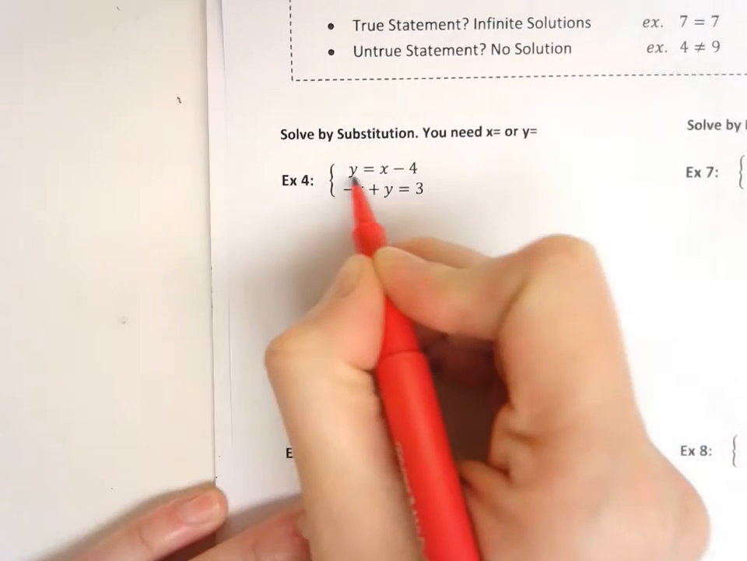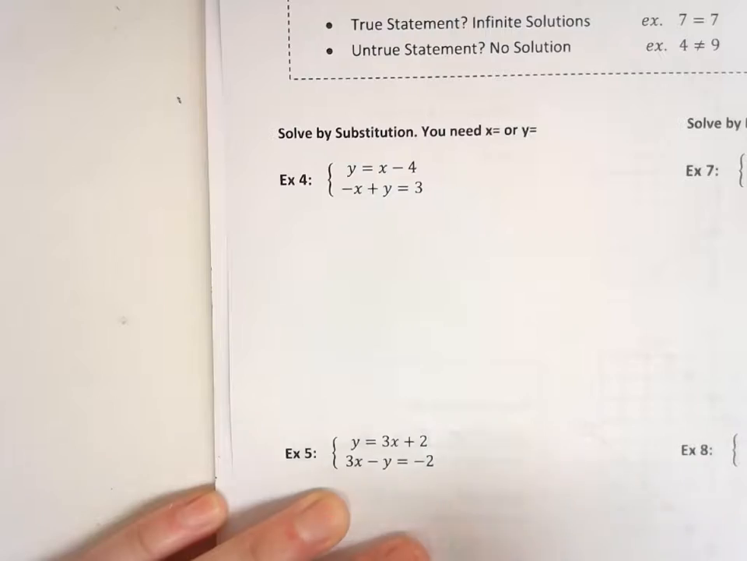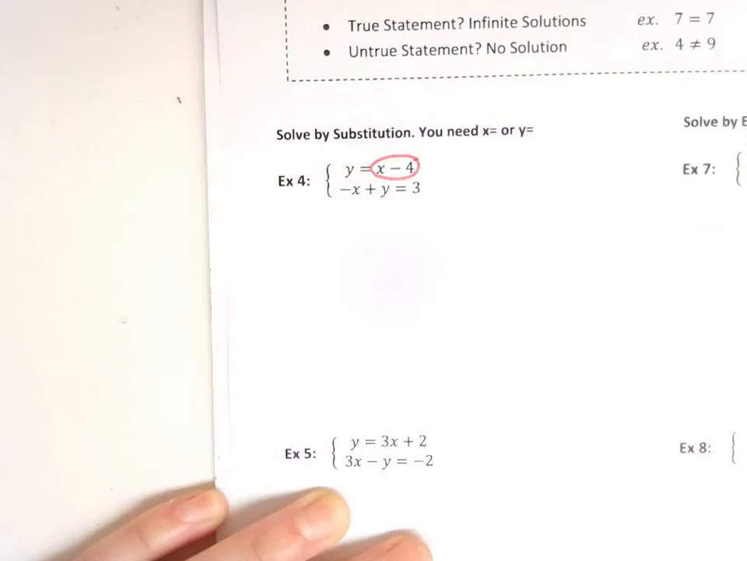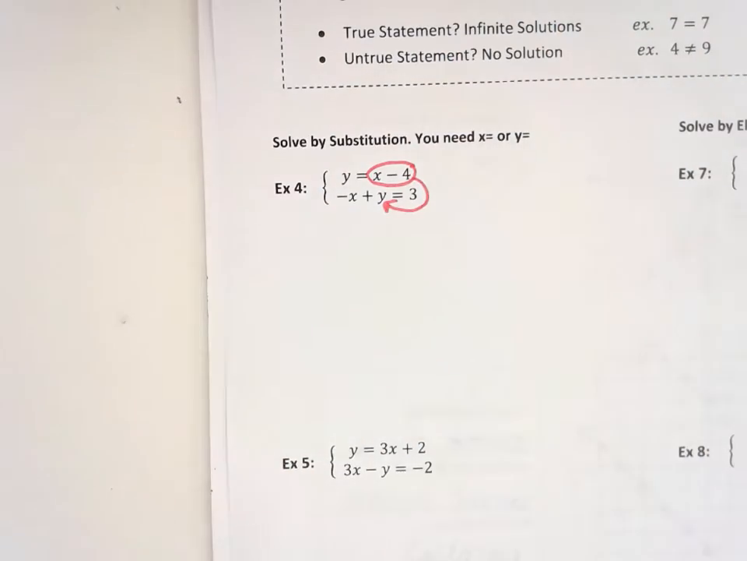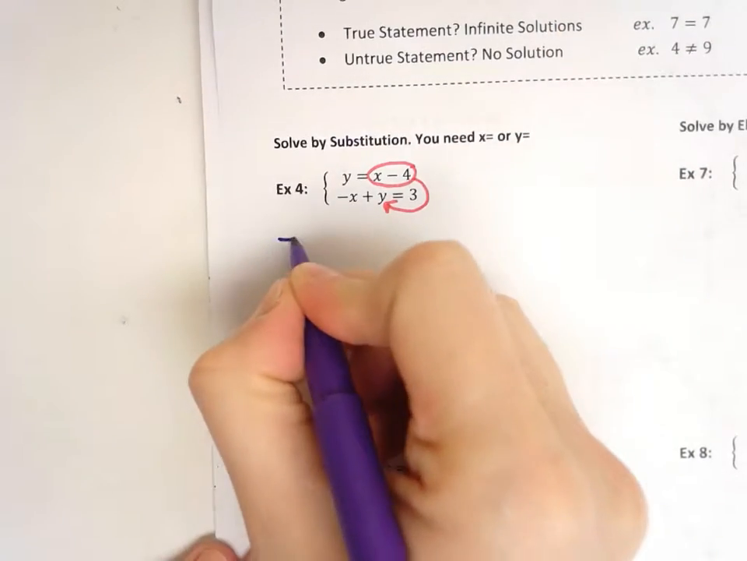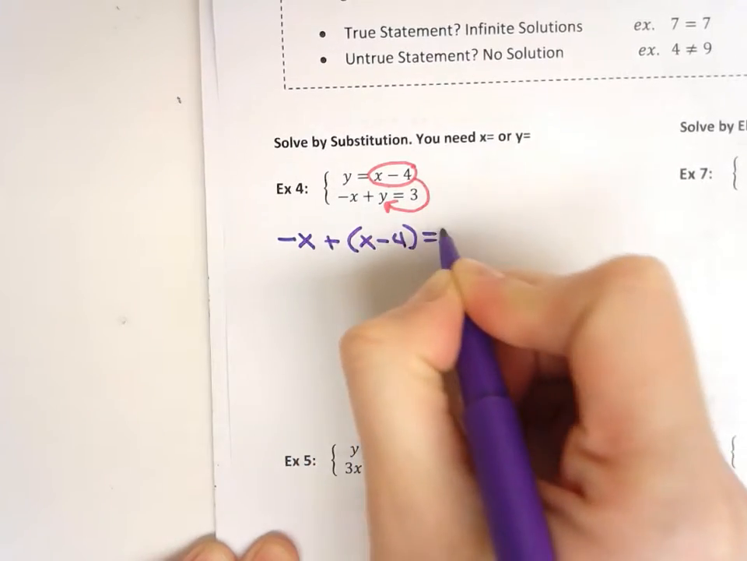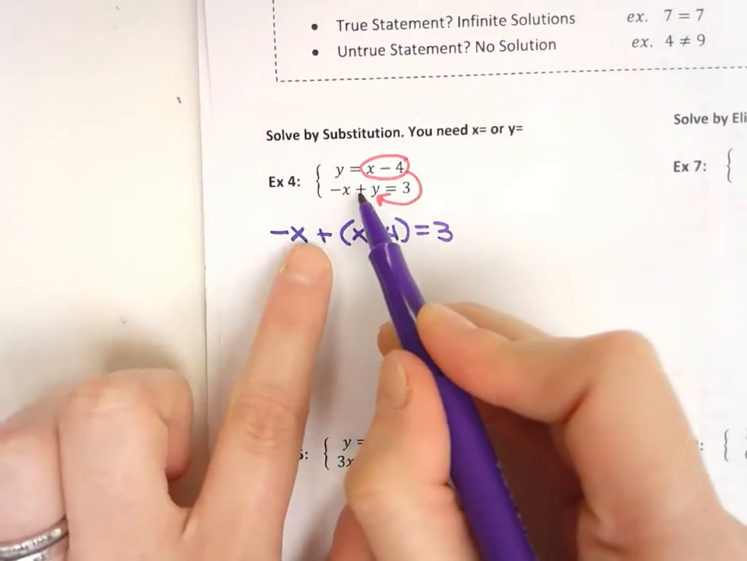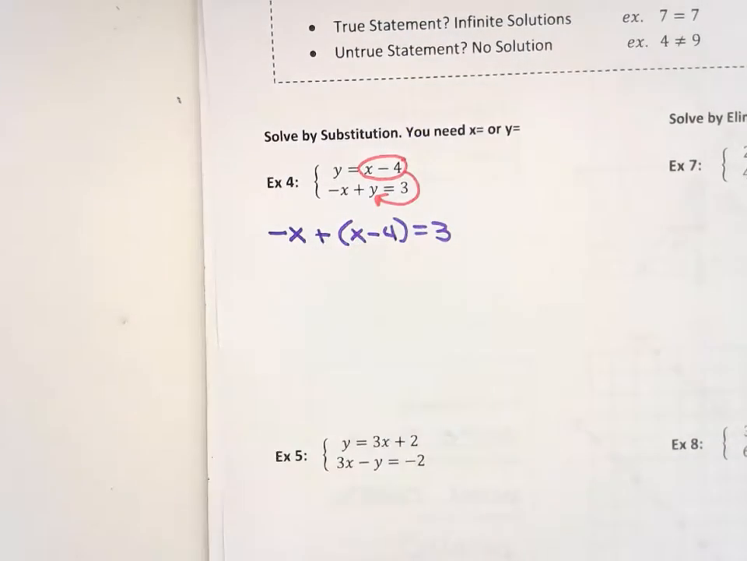And right here, that y is all by itself on the left side of that equal sign, so that's what I'm looking for. So if y is equal to all of that mess, that x minus 4, I'm going to plug that in place of y in the other equation, which will give me negative x plus x minus 4 is equal to 3. So I still have the negative x, the plus sign, and the equals 3, but that has replaced my y value.